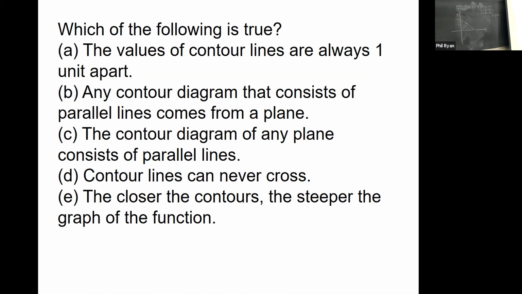Any contour diagram that consists of parallel lines comes from a plane. That's not true. That's another counterexample over here. Because if it was a plane, it would be constant decline. This is true: a contour diagram of any plane consists of parallel lines. The parallel lines are going to be equidistant. So that's kind of more like what a plane looks like.